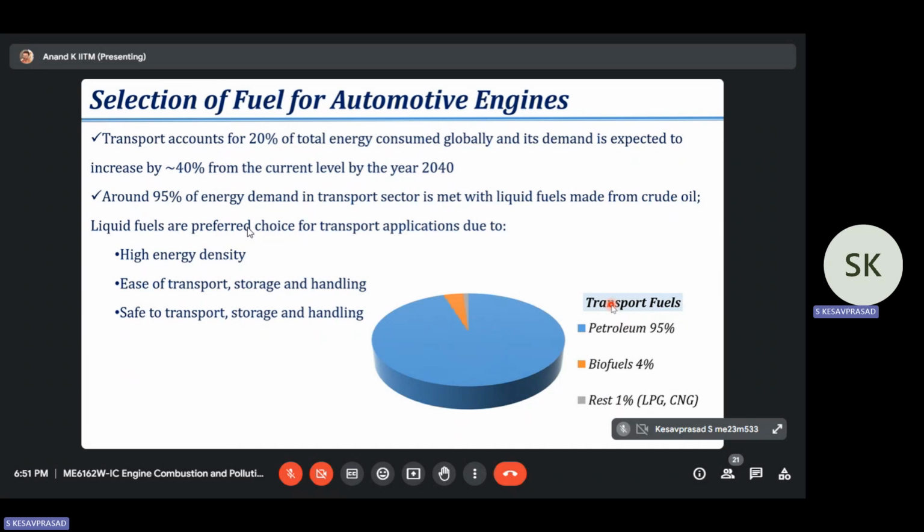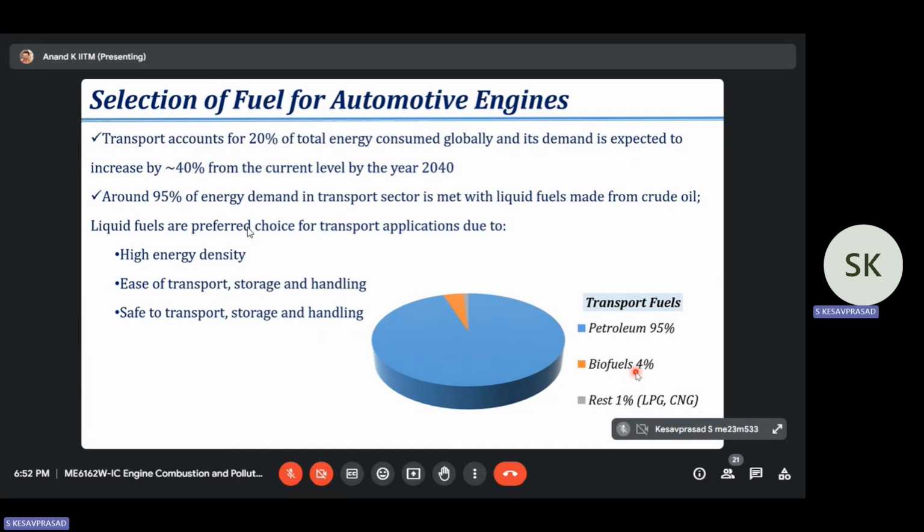In the transport sector, we use liquid fuel up to 99%. Petroleum or crude oil is around 95%. Biofuel, primarily biodiesel and ethanol. Ethanol blending is mandatory, and in India also it is going to be introduced. We are going to use up to 20% ethanol. Already in the US, along with gasoline, 10% ethanol usage is mandatory. If you go to any pumping station, you will have a blend of 90% gasoline and 10% ethanol.